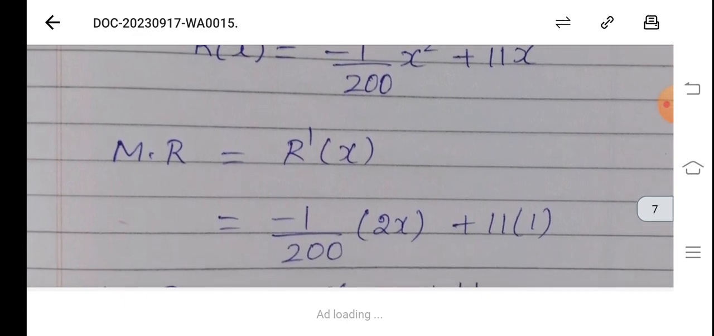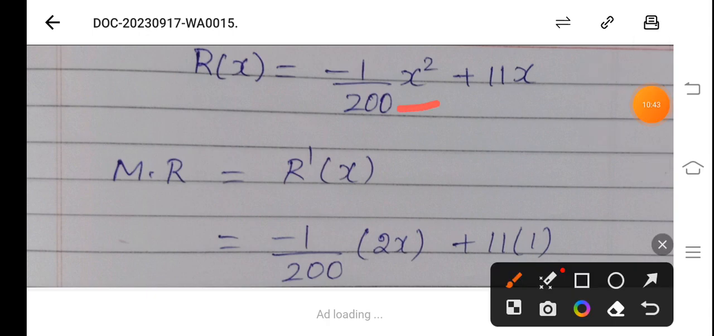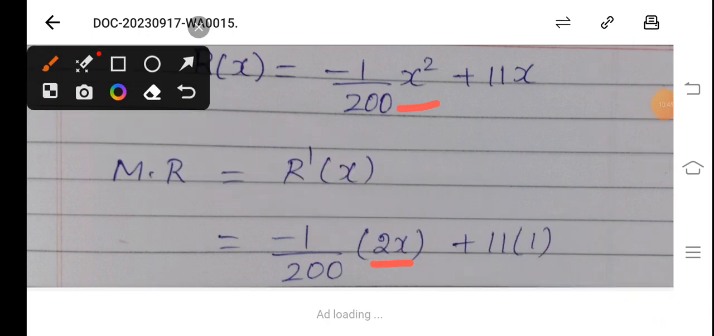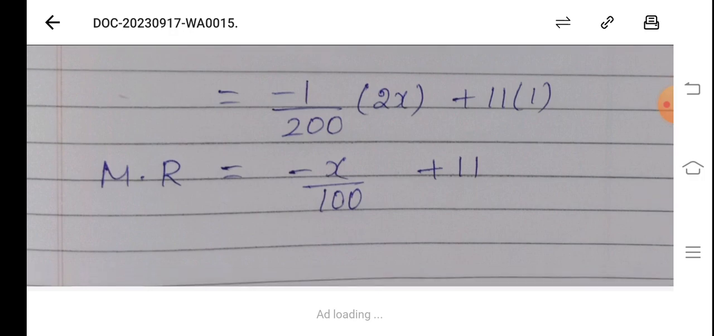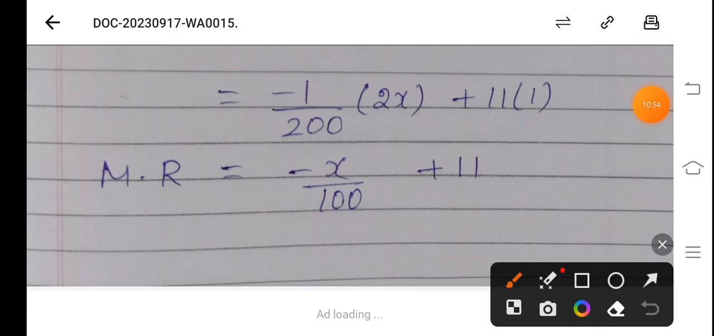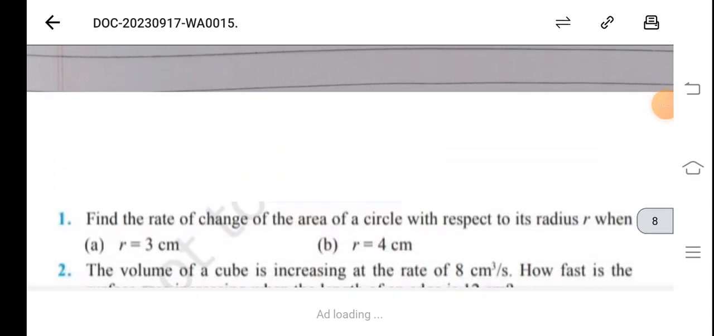Now you're going to differentiate this. I hope the differentiation is easy for you. X square differentiation is 2x and x differentiation is 1. Can you cancel 2 and 200? Then you're going to get the marginal revenue as minus x by 100 plus 11. Easy, check, children. If you have doubt you can ask me.